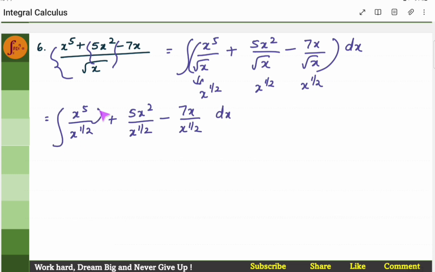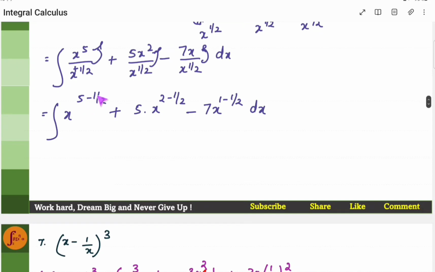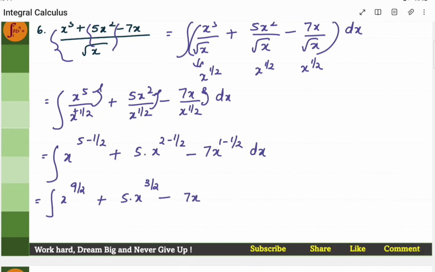Now I can take this half on top, right? If I take half on top, here it's plus, so it will become minus. So it will become x to the power 5 minus half plus 5 into x to the power 2 minus half minus 7 into x to the power, nothing is there, assume 1, minus half. Now what do I get? 5 minus half is 4 and a half, which is 9 by 2, plus 3 by 2. And here I get 7x, and 1 minus half is half.